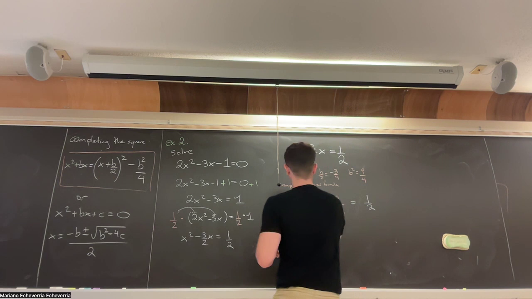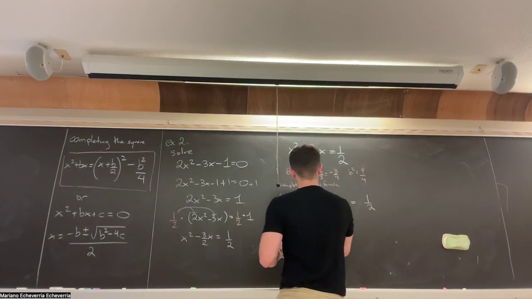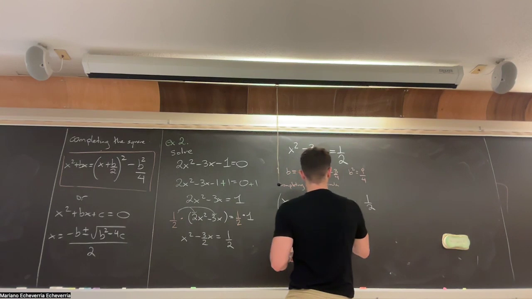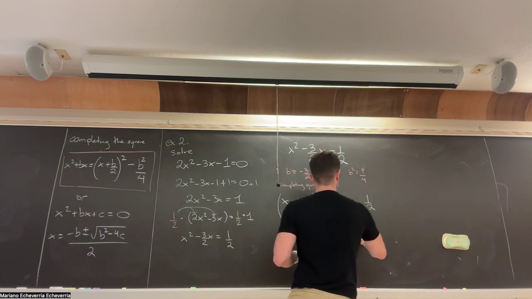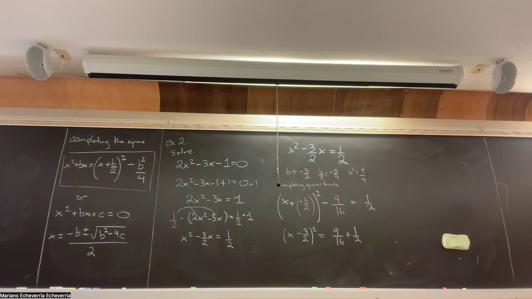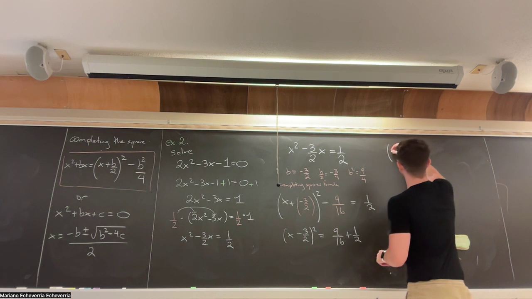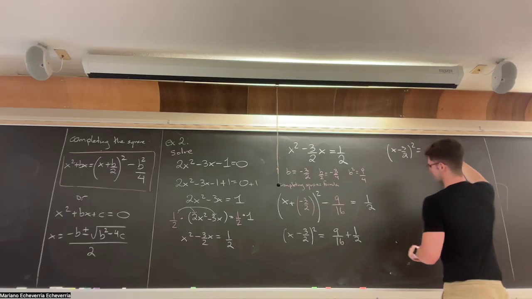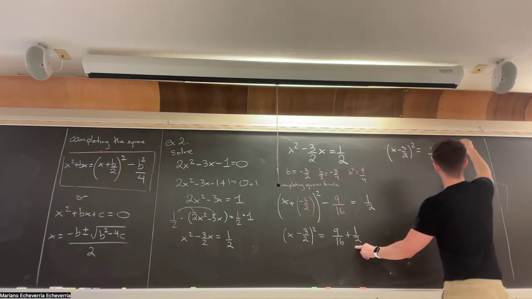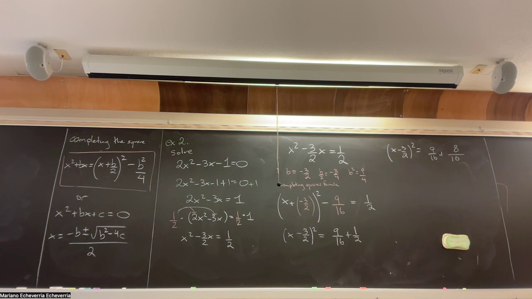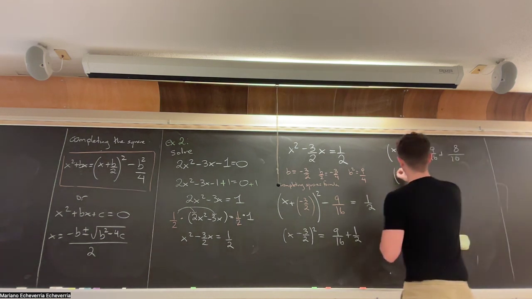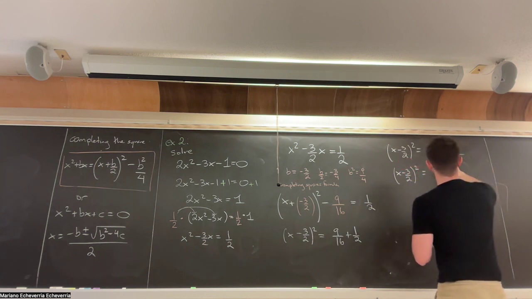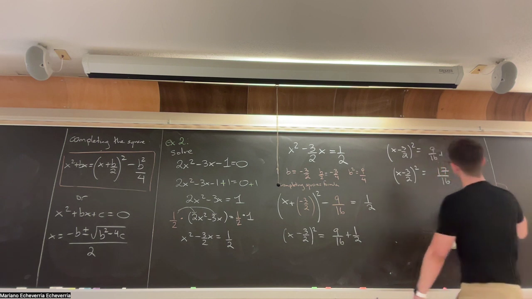So you get here (x - 3/2)^2 equals 9/16 + 1/2. And it's kind of convenient maybe to simplify this a little bit further, like so. Let me do all the steps. So 9 plus 8 is 17, so you get 17/16.